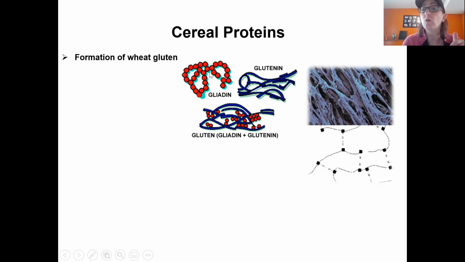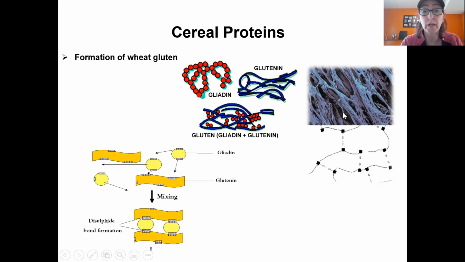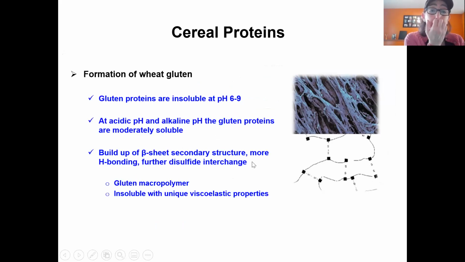So the gliadins also open up and you start seeing disulfide interchange. The sulfhydryl groups forming disulfide linkages within the gliadin break and form disulfide linkages with other glutenins and gliadins, and then you get these interactions here and formation of beta sheet. So this is just further illustration.